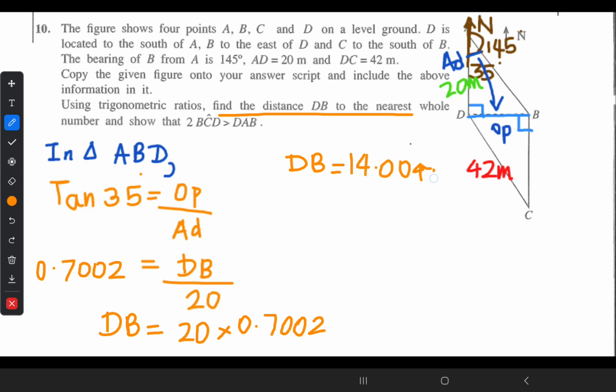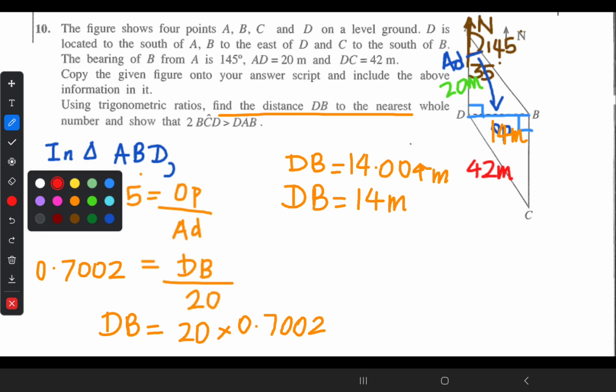14.004 meters. The thing is, mostly students will not read the question clearly. Find the distance DB to the nearest whole number. The nearest whole number is 14. So now we have DB, which is 14 meters. Now we found this one as 14 meters. Now we have that with us. Now let's read the question again.